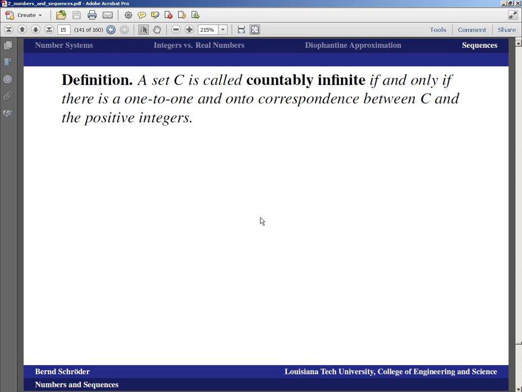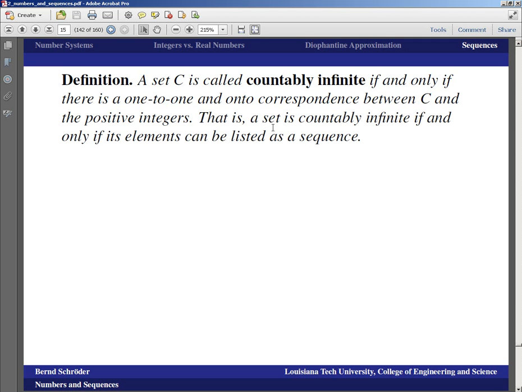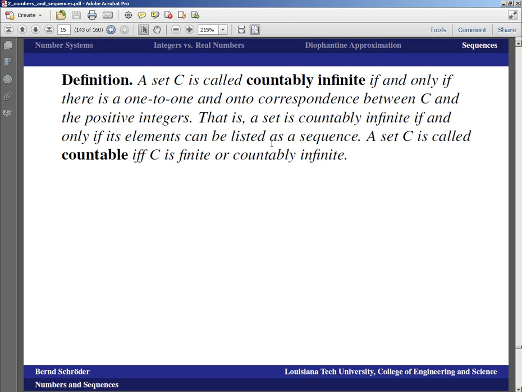So we end with the following. And again, the overall topic here is sequences, and I just want to give you as many examples of sequences as possible. Here is the definition from set theory: a set C is called countably infinite if and only if there's a one-to-one and onto correspondence between C and the positive integers. So basically you can map the positive integers to C and capture everything, and that means that a set is countably infinite if and only if its elements can be listed as a sequence. A set is called countable if it's finite or countably infinite. So countable sets are basically sequences. Countable sets are sets where we can just list the elements.